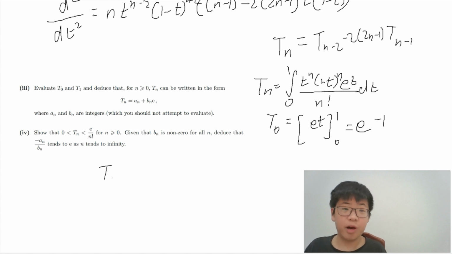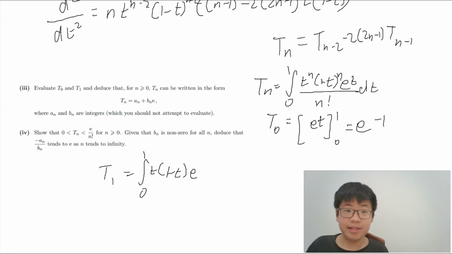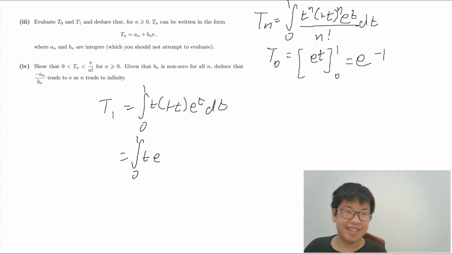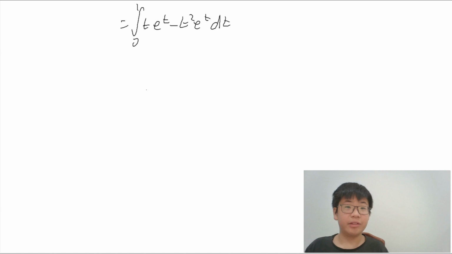T1 needs a bit of work. The integral from 0 to 1 of (1 minus t) e^t dt. Now, at first thought, you might think that this might be a very strange integral to work with, as we had to do a triple integral by parts. This is not the case, as you'll see here. And then we just had to do integration by parts on these two components.